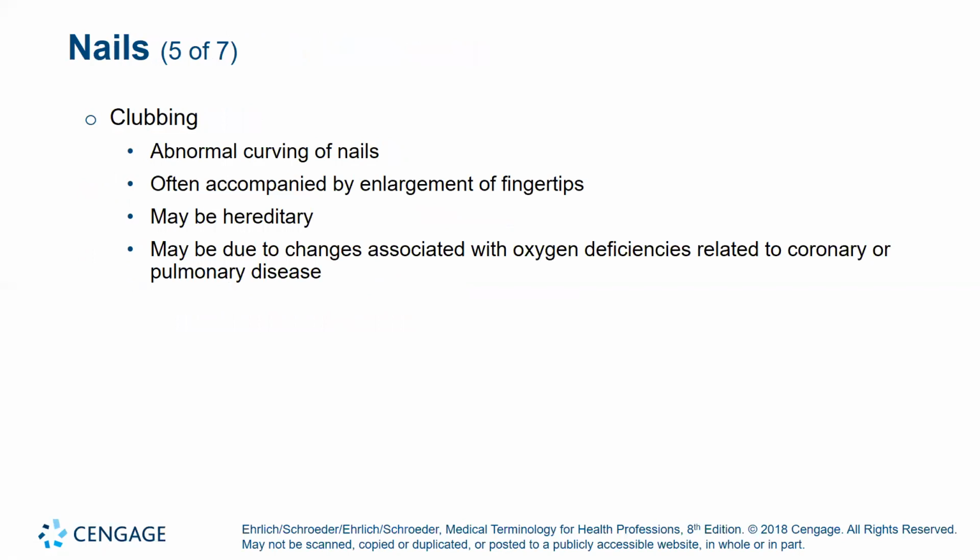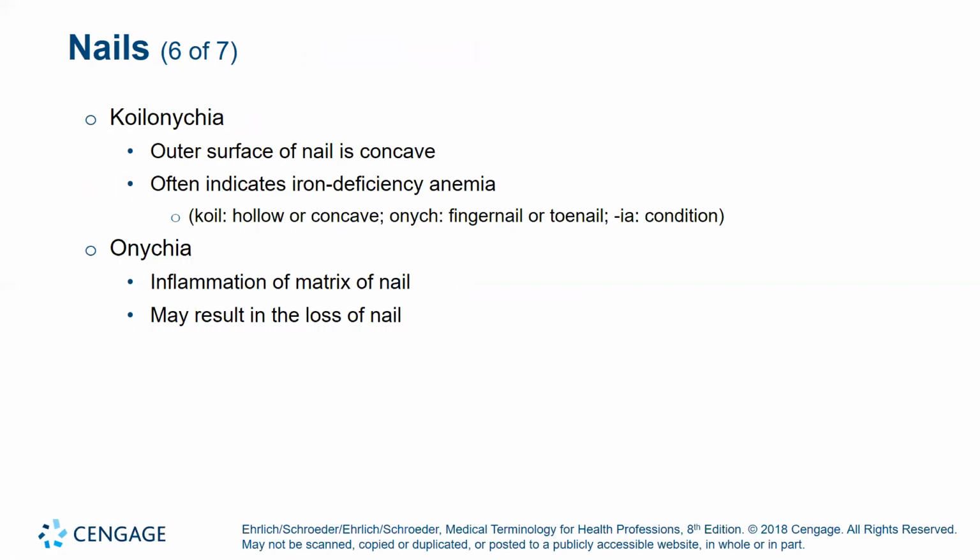Moving on to the nails. First one we have is clubbing. So clubbing is just abnormal curving of the nails, and often is accompanied by enlargement of the fingertips, maybe hereditary also. We have koilonychia. This is when the outer surface of the nail is concave, and this often indicates iron deficiency anemia. Onychia. This is inflammation of the matrix of the nail, and this may result in the loss of the nail if you have the inflammation of your nail.